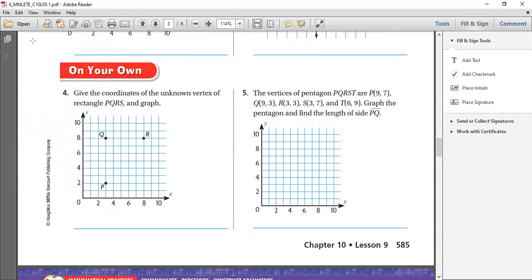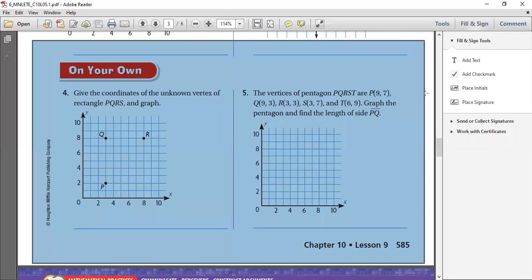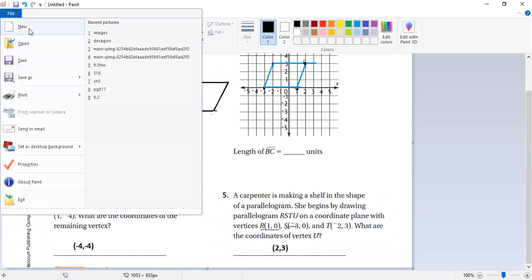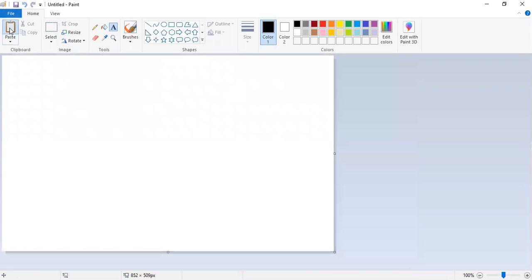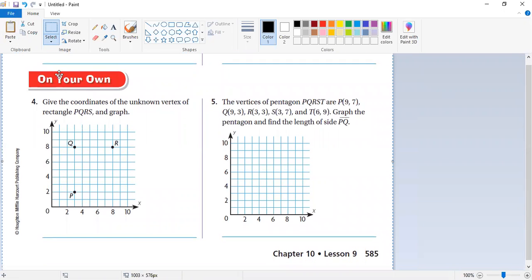First I need to copy paste this thing. So give the coordinates. We know what a rectangle looks like. So they have given us three coordinates. We have to find the fourth one. How are we going to do that? Of course, we are going to first join the coordinates to make a rectangle. So first let's join them.